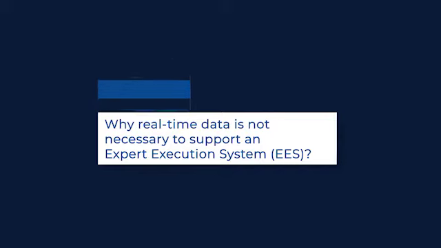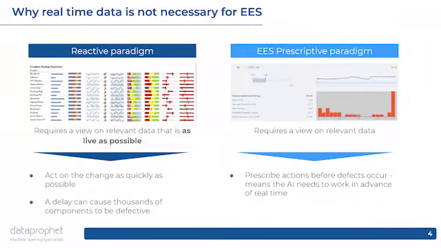When one operates in a reactive paradigm, having data as quick as possible from the result is super important. Because you're reactive, you've got to act on the change as quickly as possible. So you've had some defect occur, and every second that you wait, you're making more of the defect. And so a 2-second delay can result in thousands of components being made defectively.